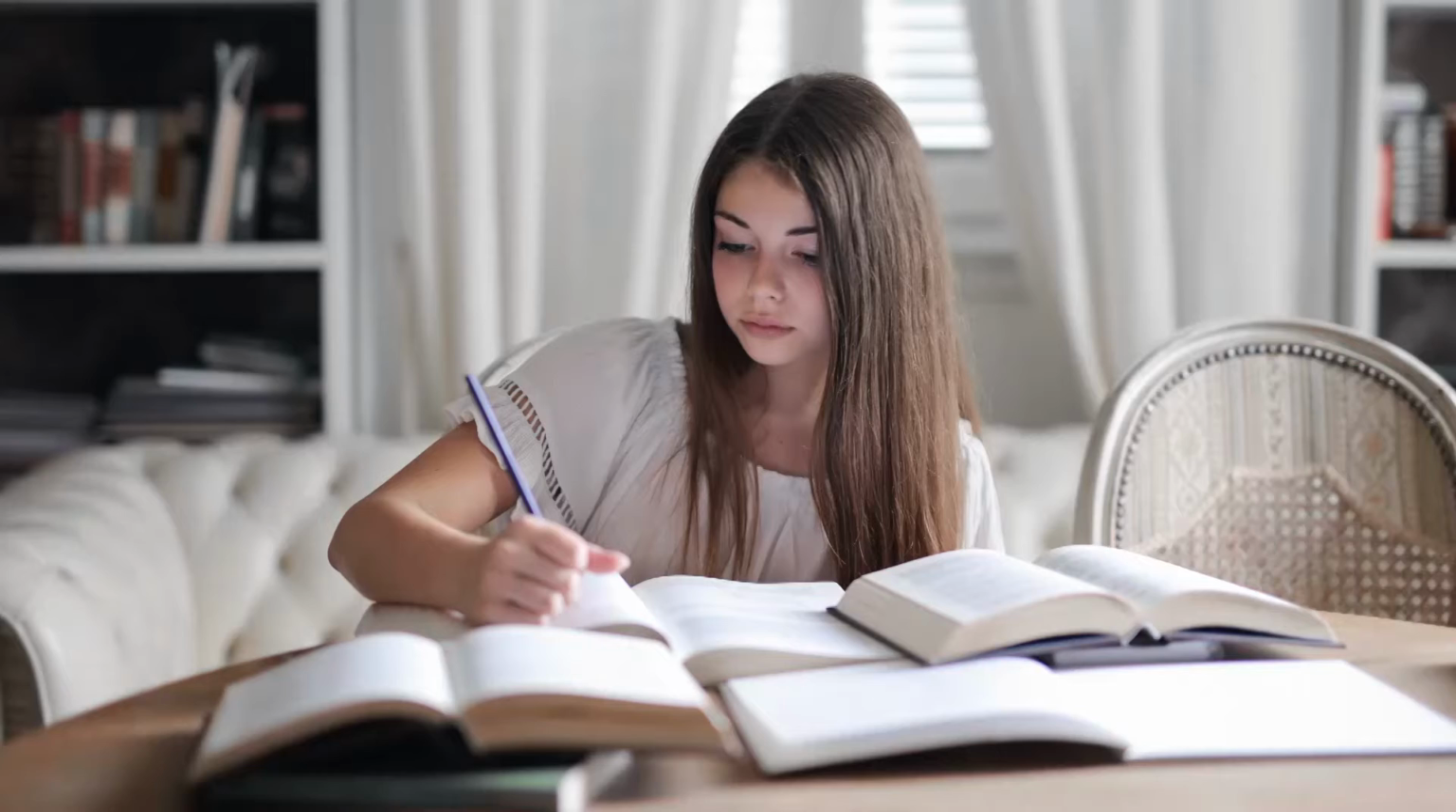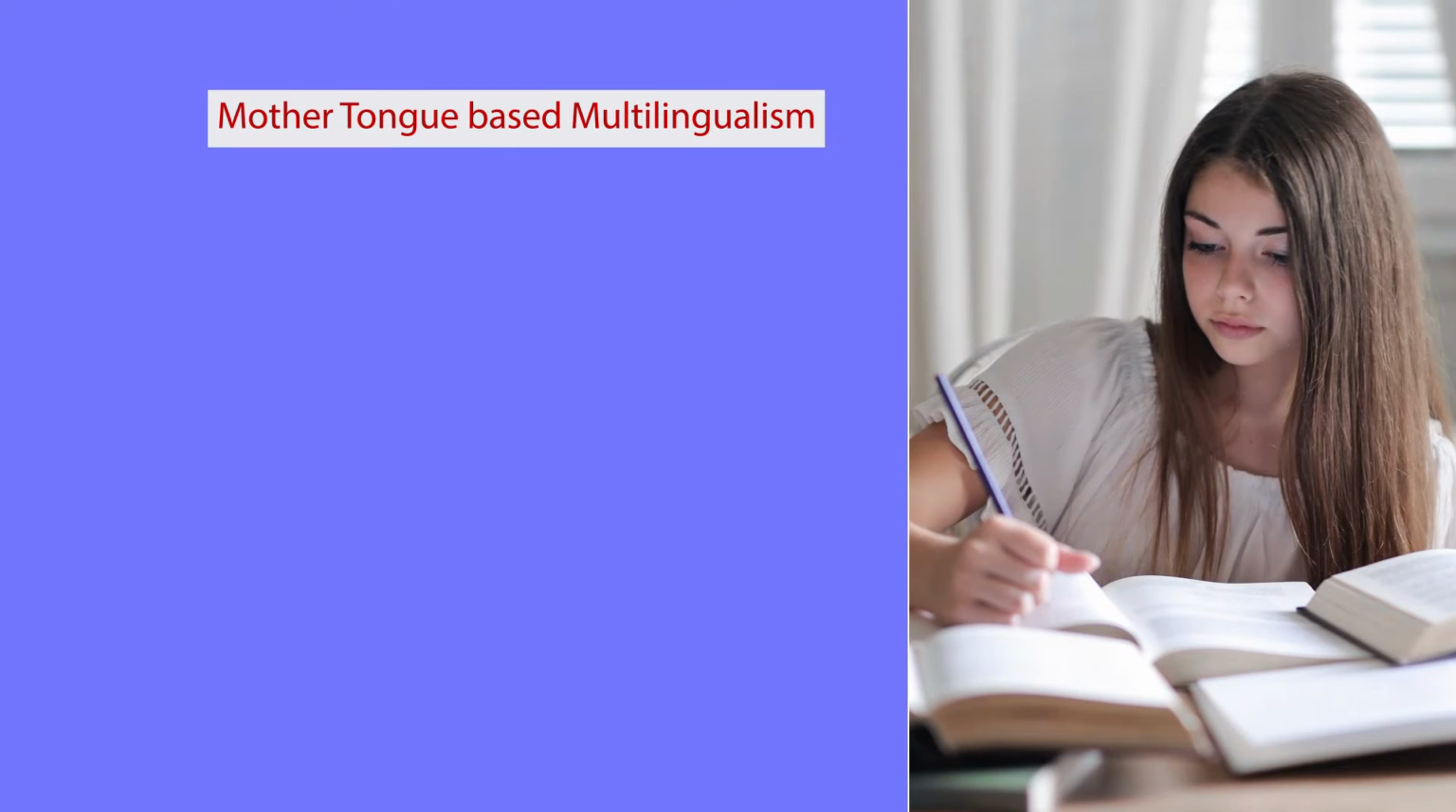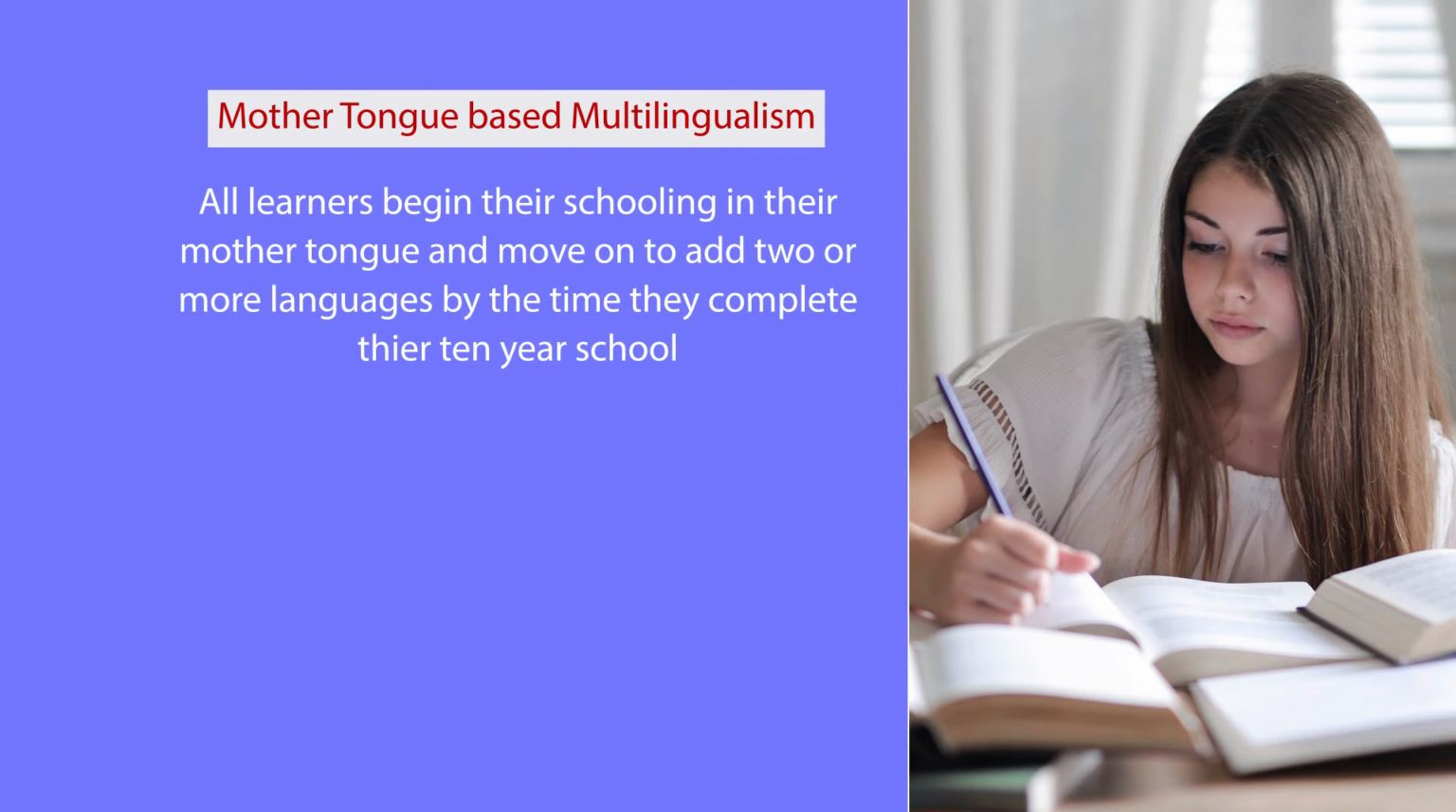So, it is ideal to have mother tongue based multilingualism. All learners begin their schooling in their mother tongue, and move on to add 2 or more languages by the time they complete 10 years of schooling. This is what the 3-language formula and multilingual education, as a philosophy, as a strategy and as a policy, reiterate.